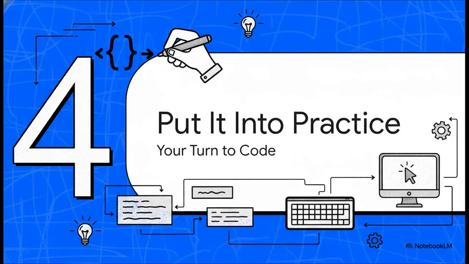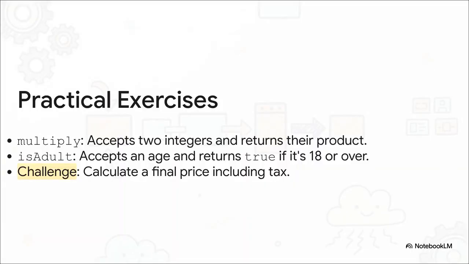All right, that was a lot of theory. Now it's time to actually get this stuff into your fingers. You know, the best way to really learn to code is by, well, coding. So let's move on to some hands-on exercises. Okay, it's your turn. No, seriously. Go ahead and pause this explainer, open up your code editor, and give these a shot. Start with the multiply function, then tackle isAdult, and if you're feeling up for it, give that mini challenge a try. Don't worry, I'll be right here when you get back.